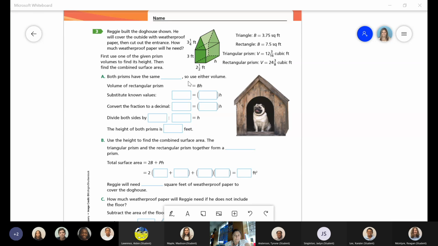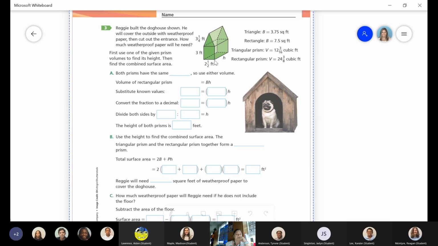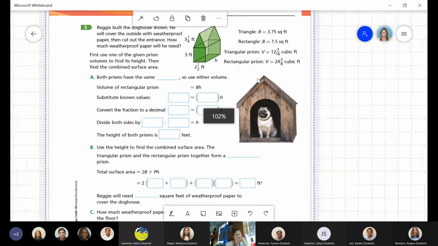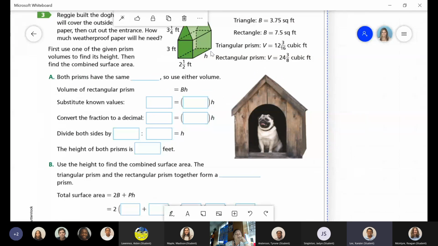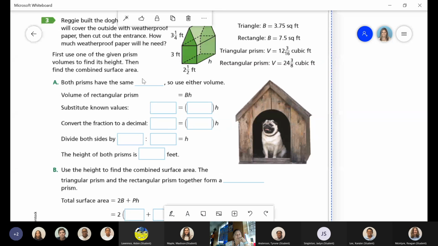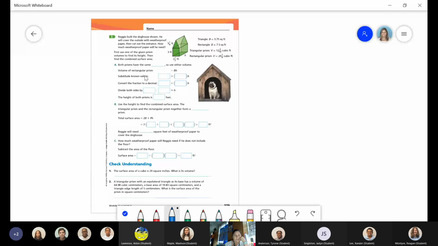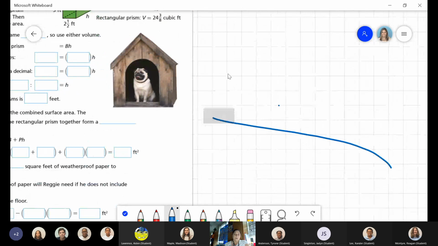All right. So both prisms. So look at the triangular. There's a rectangular and a triangle, right? So rectangles on the bottom, triangle on the top. So if you notice, they both have the same what? Base. Yep. They both have the same height.